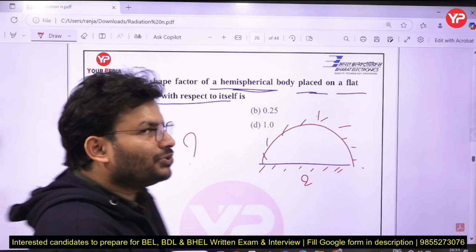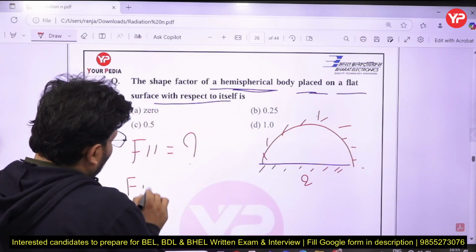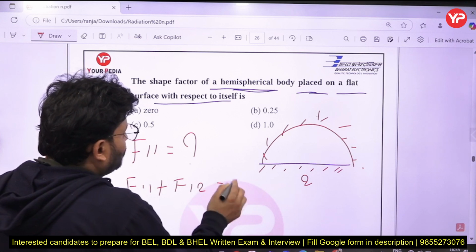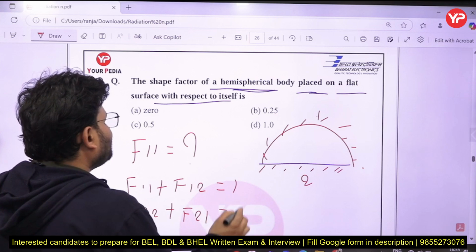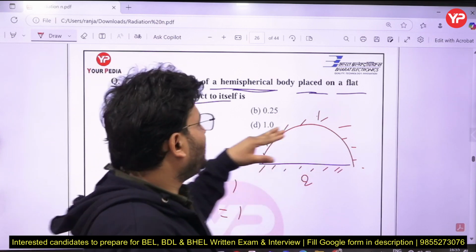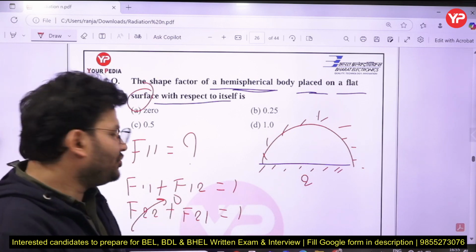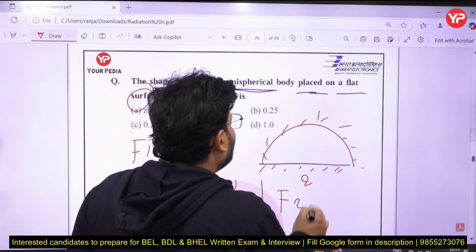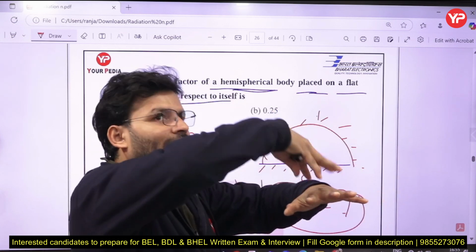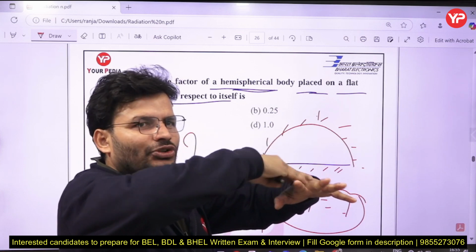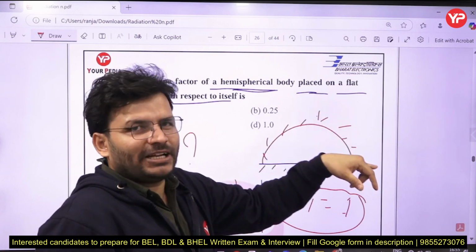So simply, this is an enclosure, so we can write F11 plus F12 is equal to 1. Similarly, you can write F22 plus F21 is equal to 1. Now 2 is a flat surface, clearly a flat surface, so we can say F22 is 0. So from there I can say F21 is equal to 1. Whatever energy is radiated by that flat surface is totally going to that hemispherical part.